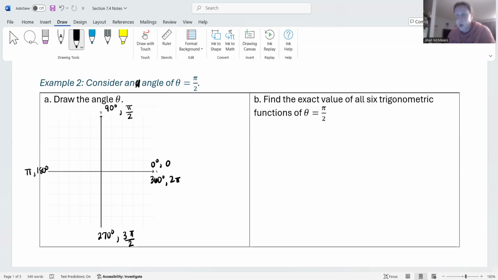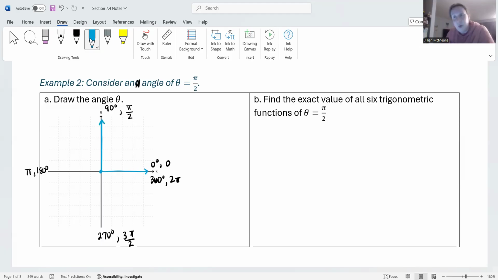So knowing the quadrant angles as degrees is great, but you also need to know the quadrant angles as radians. Now, this one says consider an angle of theta equals pi over 2. So we don't have a point on the terminal side, we just know where the terminal side is going to live. So let's draw this angle. We have the vertex at the origin, the initial side on the positive x-axis, and our terminal side, we know pi over 2 is the size of this angle. So our terminal side is going to be the positive y-axis.